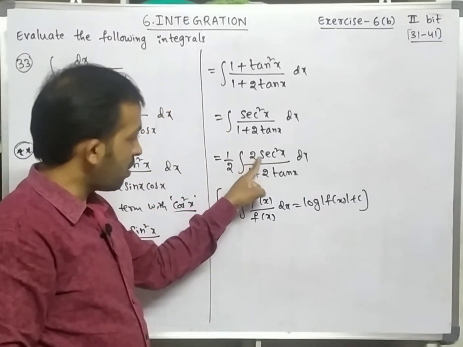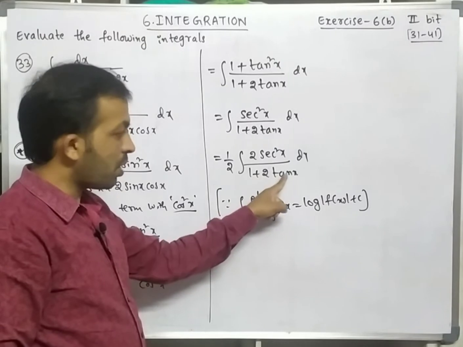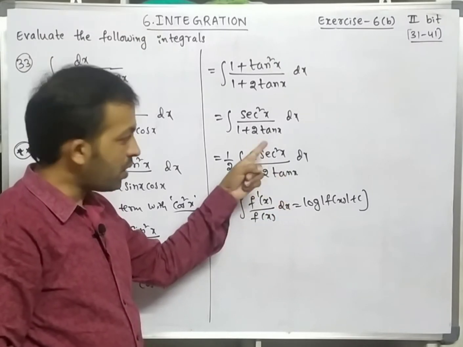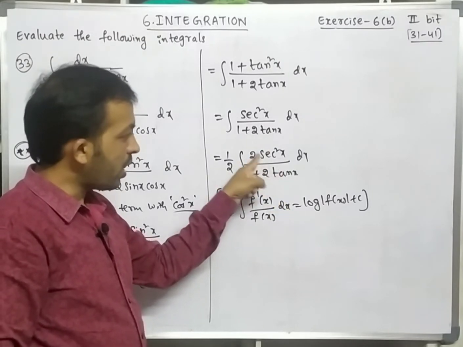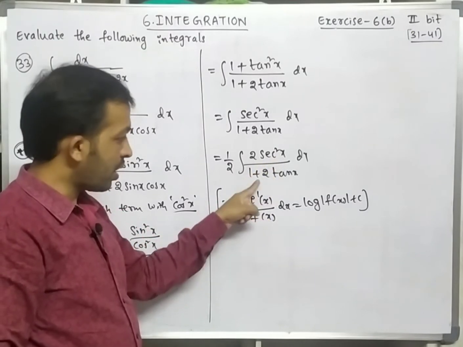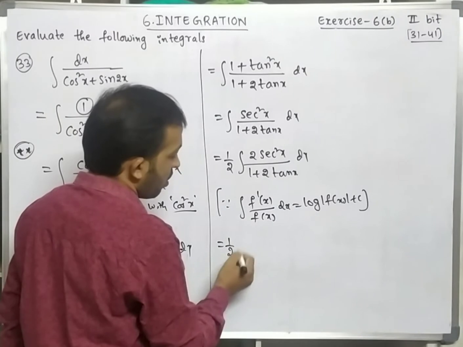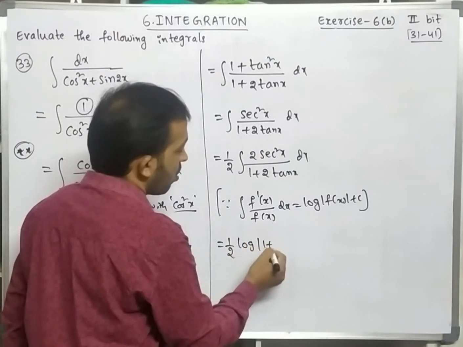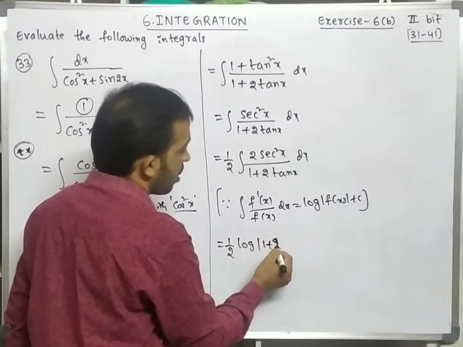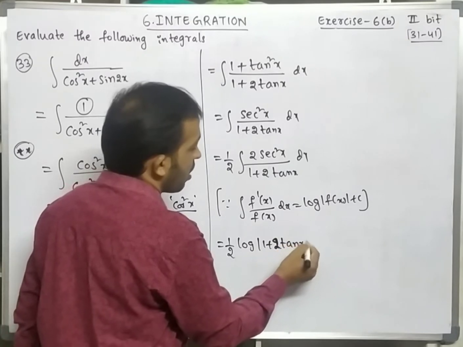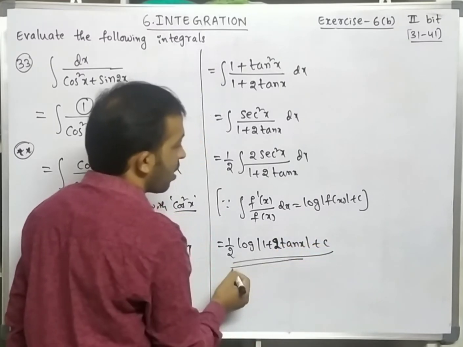Here this is the derivative of the denominator. The denominator is 1 plus 2 tan x, the derivative is 1 derivative 0, 2 tan x derivative 2 secant square x. So exactly we have it, therefore we can apply this formula. 1 by 2 log mod denominator, that is 1 plus 2 tan x, plus c. So this is the answer.